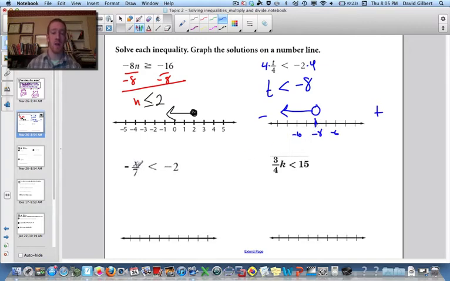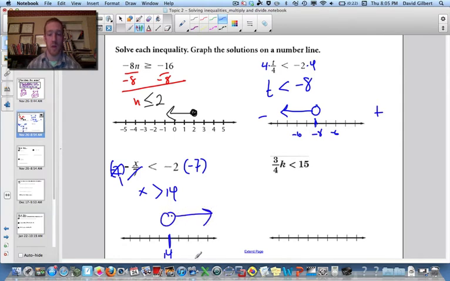So negative x over 7. So if this is a negative, I want to get a positive x. I'm going to multiply both sides by negative 7 over 1. Negative 7 over 1 is just negative 7. So that cancels. It gives me an x. Negative times a negative is a positive x. Multiplied by a negative, I got to switch it. That gives me 14. So this one's 14. And I want all the stuff that way.